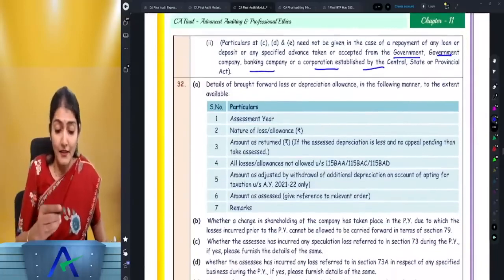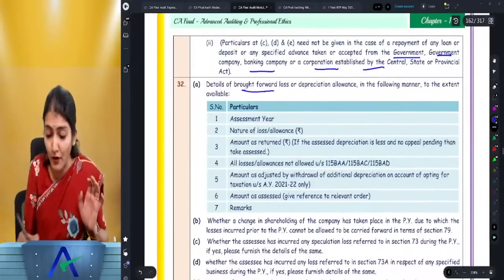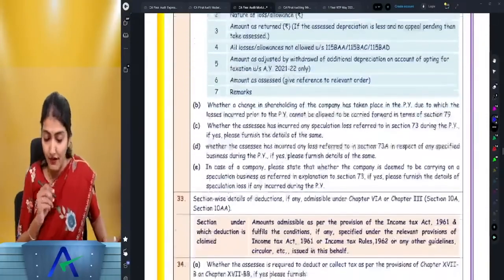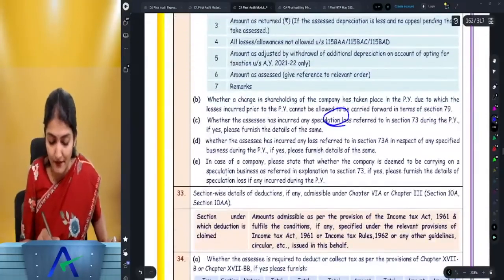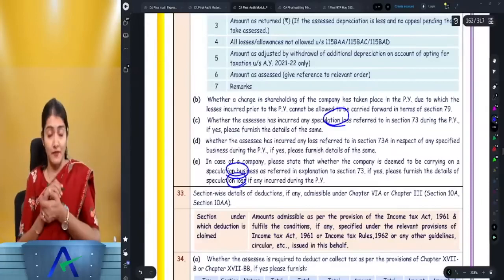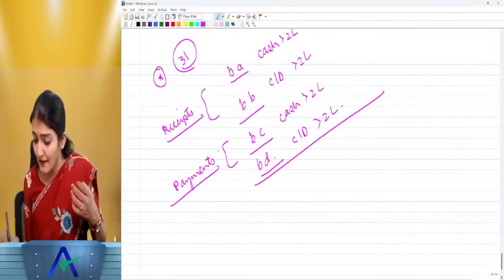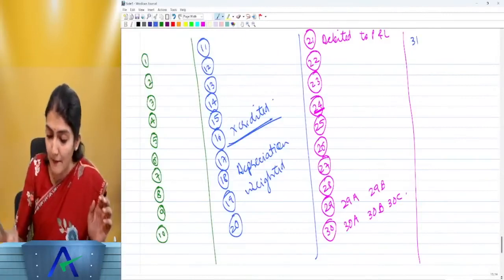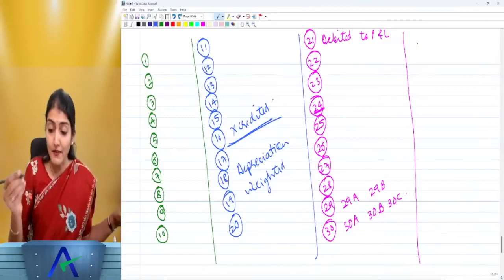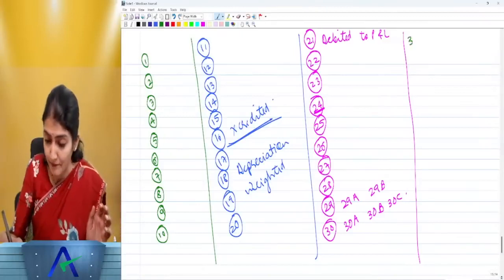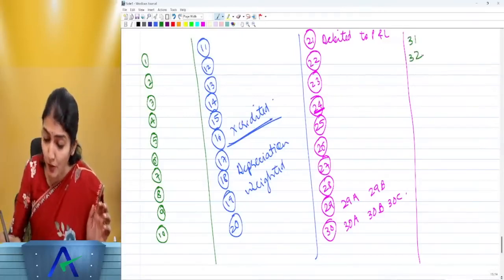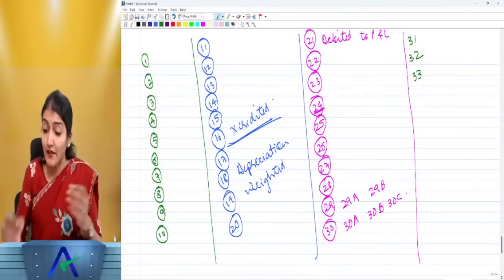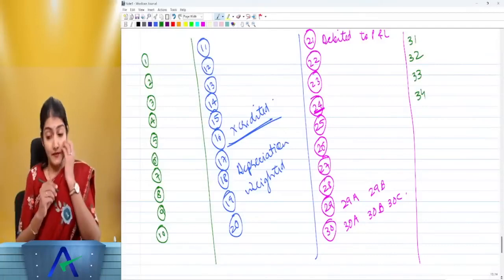Then 32 is regarding the brought forward loss, depreciation allowance and the speculation loss, any changes in the shareholding, and any speculation loss which has been incurred in speculation business. So 31 is loan accepted or repaid of more than 20,000, receipts and payments in excess of 2 lakh. 32, brought forward loss, depreciation allowance. 33 is the standard deductions. 34, the TDS and the TCS.